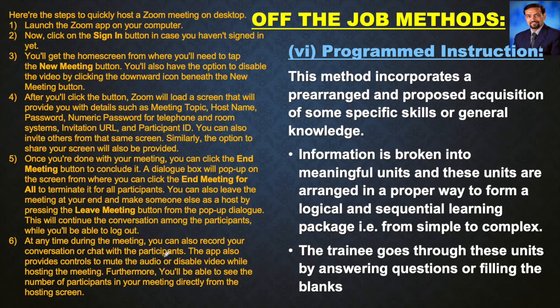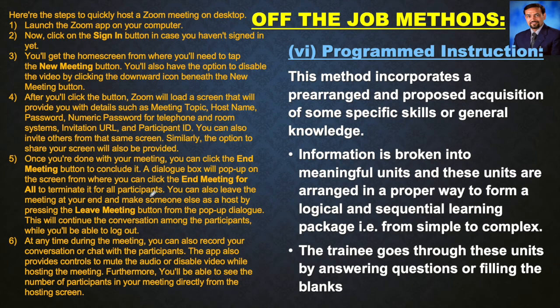When you buy a new mobile phone, how do you learn to use it? There is one manual that comes with that mobile phone where it is mentioned which button is where, and when you have to do this, how you should operate. Everything is given stepwise in that manual. So this is actually called programmed instruction.